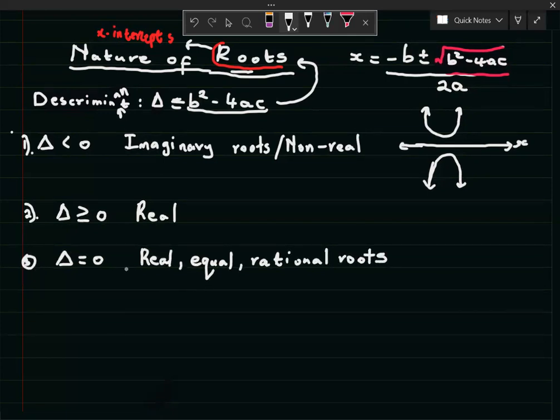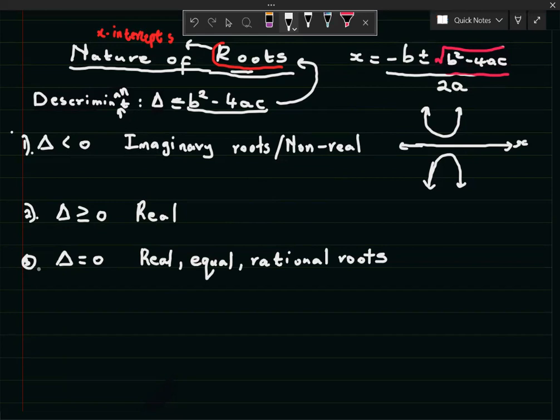Okay. Why am I saying real? Because the number is 0. Remember, for real, we need 0 or positive. Why am I saying equal? It's because here, if you come here, you are going to be adding a 0 and subtracting a 0. So adding a 0 and subtracting a 0 will give you the same answer on the quadratic formula. So that's why they are equal. It's rational because 0 is a perfect square, right? Remember, 0 times 0 is 0. So 0 is a perfect square. So your roots are rational.